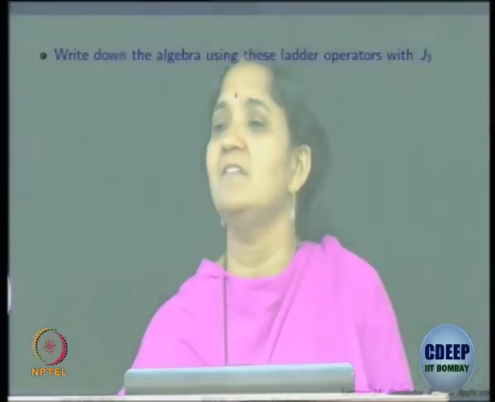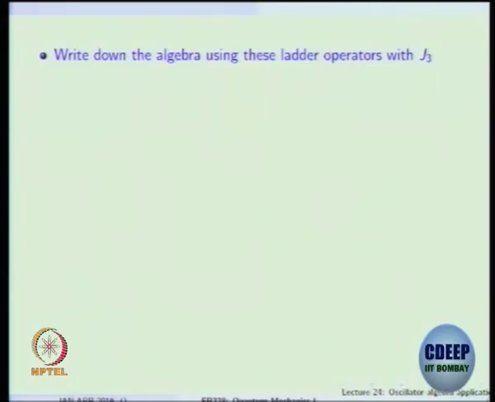So write down the algebra using these ladder operators, which is J plus or minus with J3. What will this be? Can you work it out?